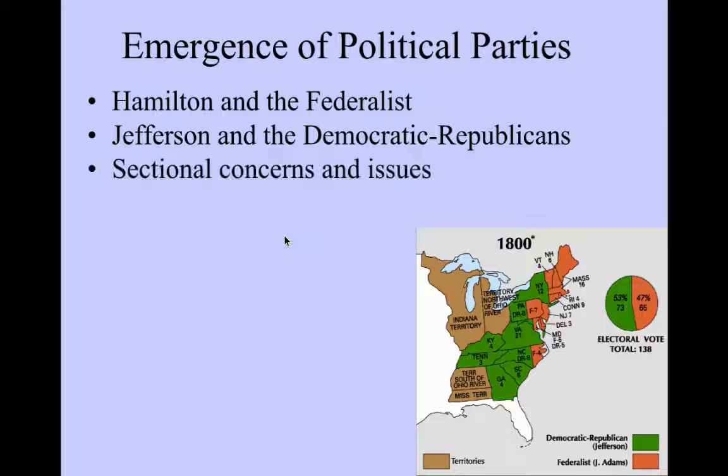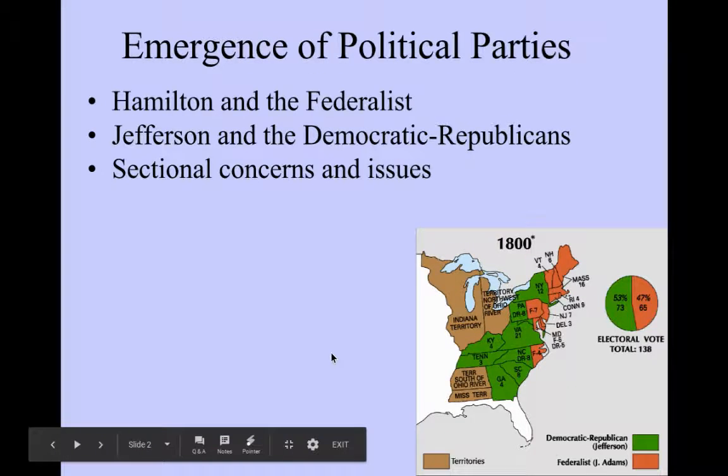And we can see that these political parties are very much concerned with sectional issues. I find this to be very interesting. I often say history is about today, and we still see sectional politics have a huge impact on political parties and where political parties are more popular or least popular.